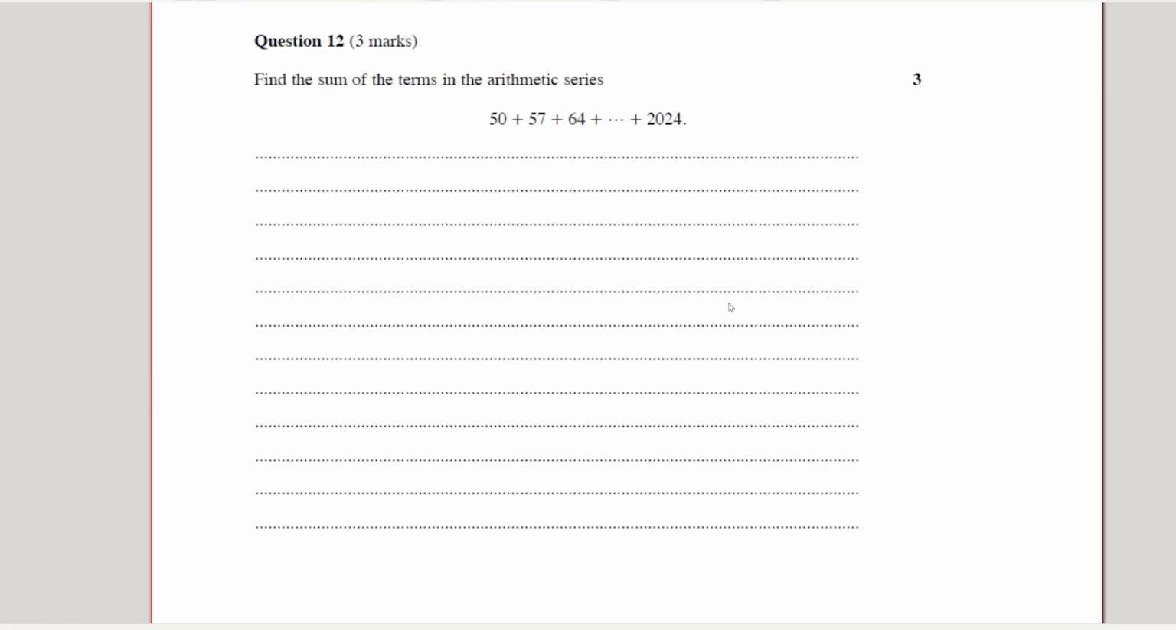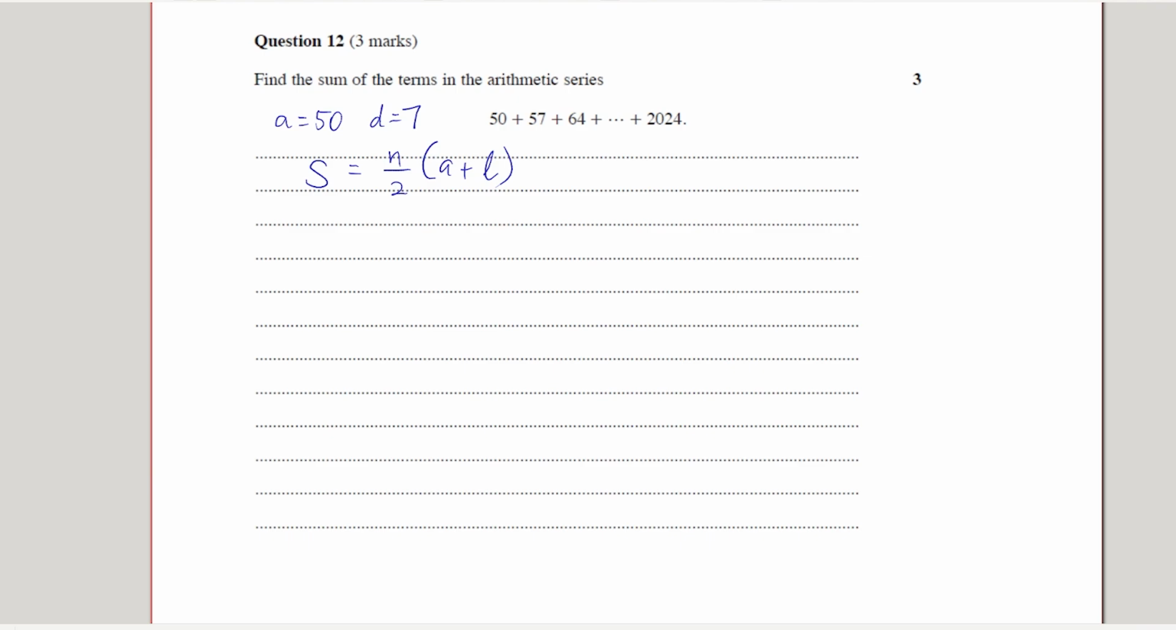Question 12. Find the sum of the terms in the arithmetic series. Alright, so first let's define a. a is the first term. First term is 50. Let's get d, the difference. The difference between each of the terms is 7. And now let's use the formula. What are we trying to find? The sum. For the sum we need the formula S equals n over 2 (a plus l). a is the first term, l is the last term, and n is the number of terms there are.